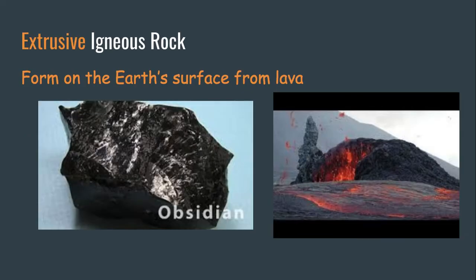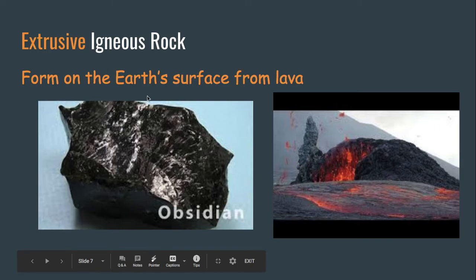So igneous rocks can be divided into two categories, extrusive or intrusive. So extrusive, E-X, means out or outside. These form on the Earth's surface from lava. So this is like a picture of Iceland or Hawaii or somewhere like that. And you can see this lava, you can see it starting to darken. That's its hardening as soon as it reaches the Earth's surface.